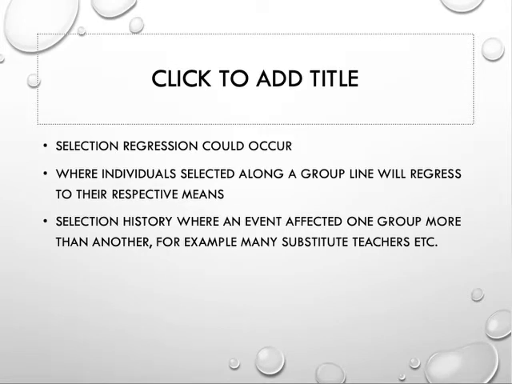Selection regression could occur, where individuals selected along a group line will regress to their respective means. Selection history, where an event affected one group more than the other, for example, many substitute teachers. So if there were a lot of substitute teachers working at one school, and we did one school versus another school, we would see history being a threat to internal validity, because that school had a greater chance of not being taught by certified teachers.